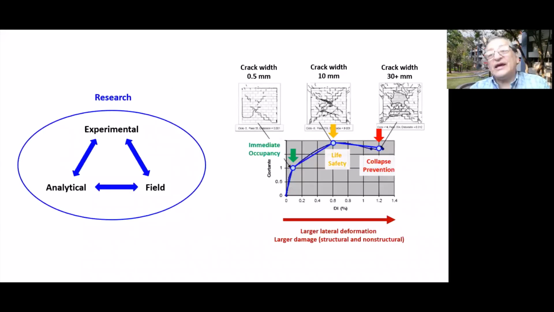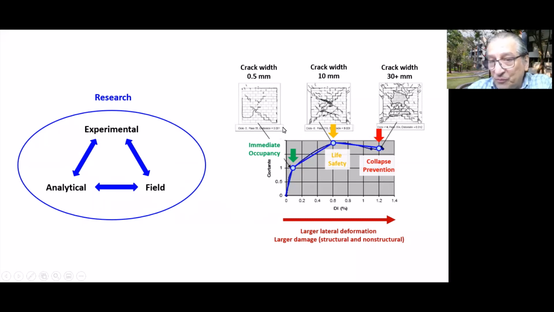So we have carried out a lot of research: experimental, analytical, and in the field. We have integrated all this research, and we finally have achieved some understanding of why our structural systems and everything that is inside them get damaged during earthquakes.